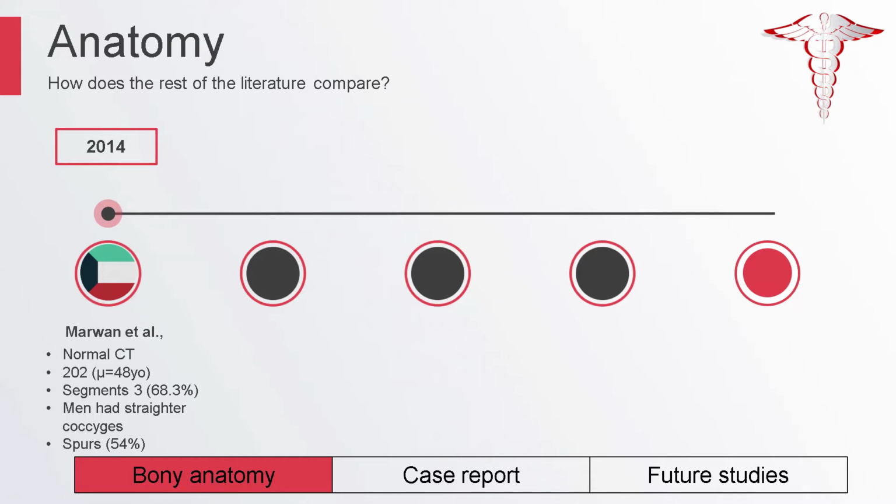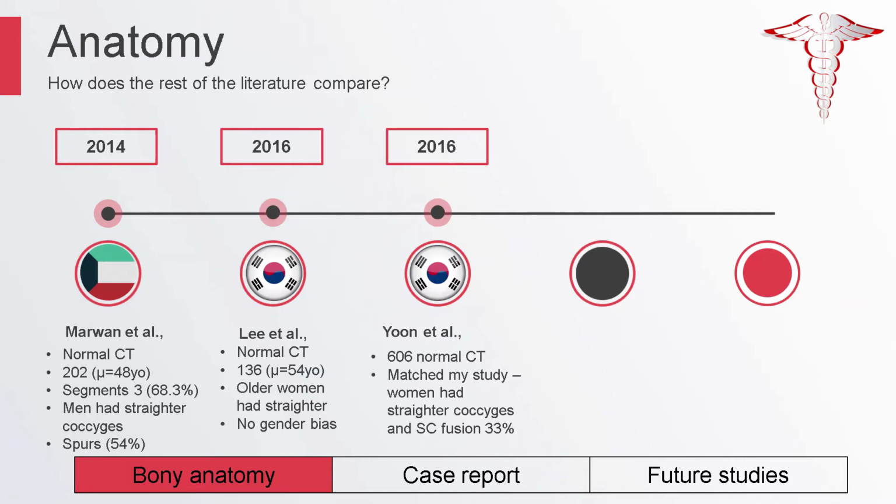Who knows? There were 2 Korean studies in the same year. And basically, the only difference between their study and my first one, the first one said older women had straighter coccyges. What does that mean? The second one said that women had straighter coccyges, which is what we said, and fusion was slightly less than what we reported.